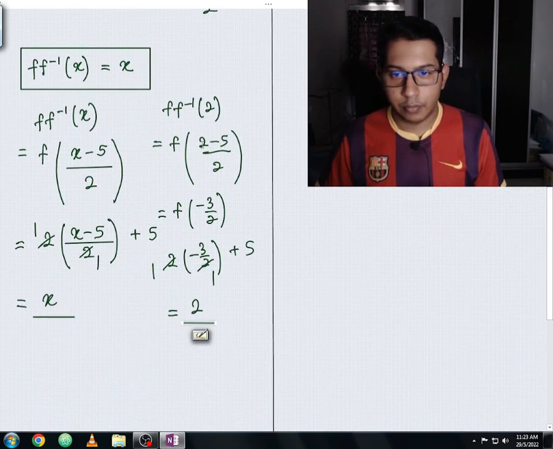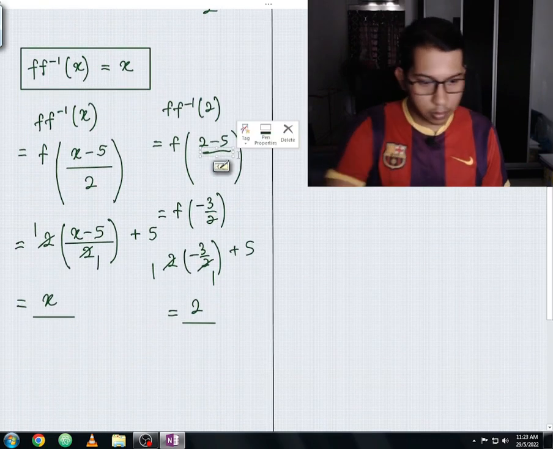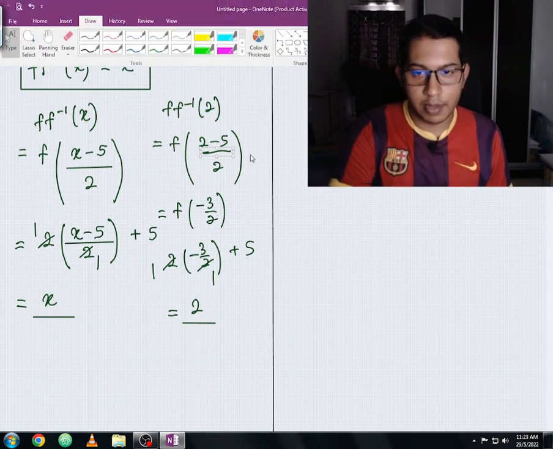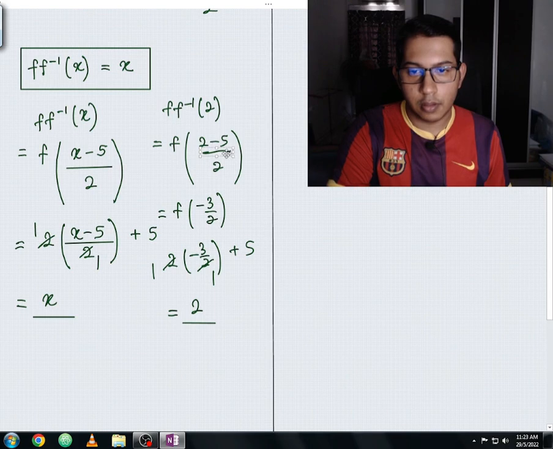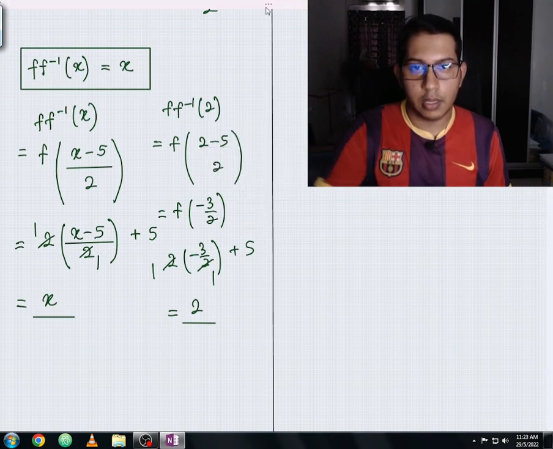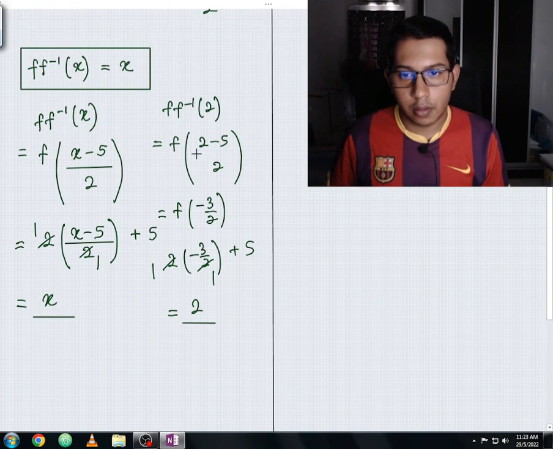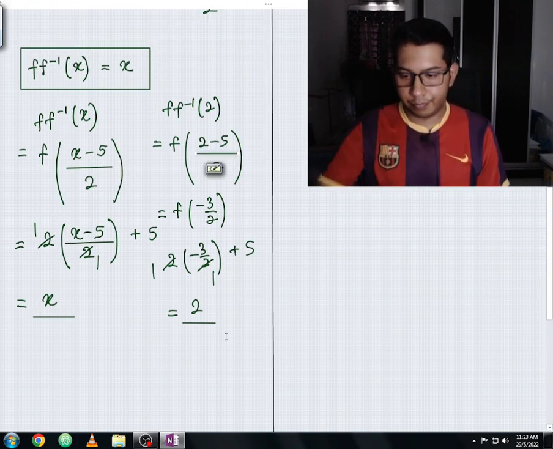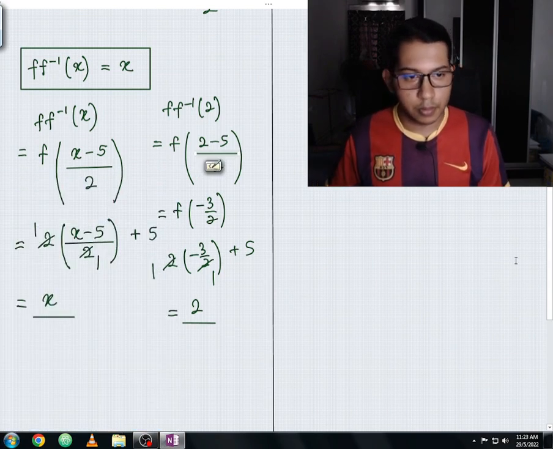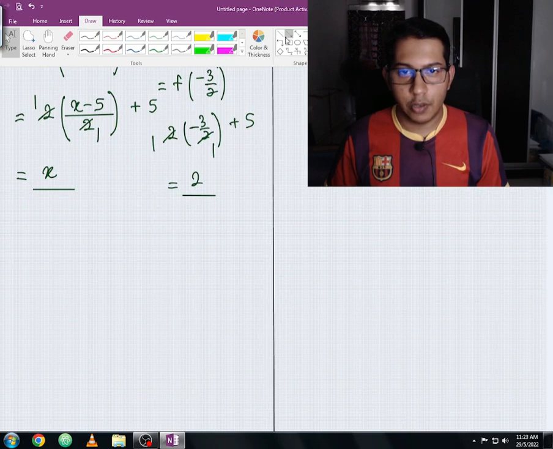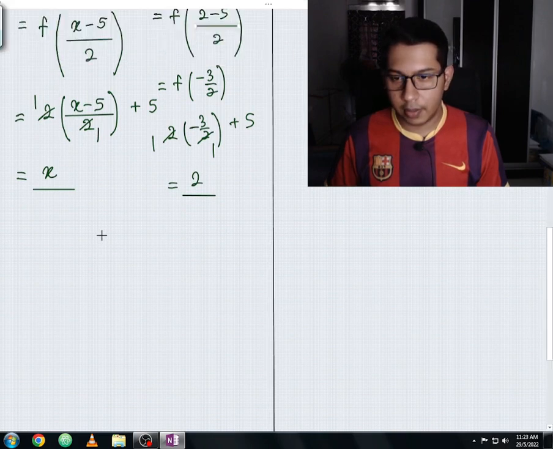Okay. You know what? Let me just delete this. Underline. Okay, now it looks better. Okay, so let me just show you one more property. Let me just draw a big graph.